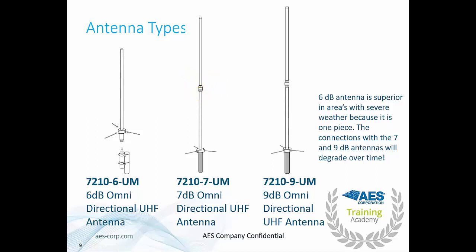These antennas, because of that connection in the middle, will degrade faster than the 6 dB antenna. Also, the 7 and the 9 dB antennas are much larger antennas, so they will catch more weather, more rain, more wind. The 7 and the 9 dB antennas as well, you will need permission from the Director of Tech Support, Lee Doobie, to purchase these antennas because we find that generally they do more harm to a network than good.